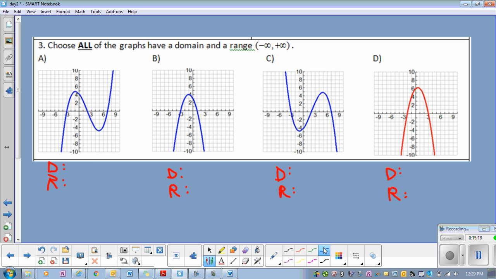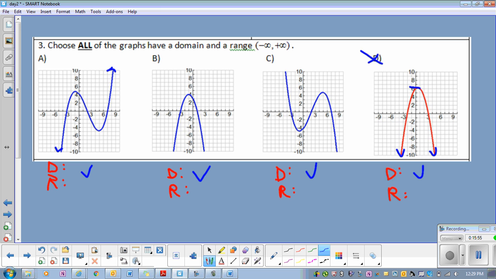If you look at every single one of these, the domains are all real numbers, because you have an arrow on the left and an arrow on the right. It means that it's going from negative infinity to infinity. So let's rule out the ones that don't have a range of all real numbers. If I look at letter D, see how both of these arrows are going down? It's coming from negative infinity, but where does it end? Negative infinity? Oh, 6. So that's not going to work because the range is not all real numbers.